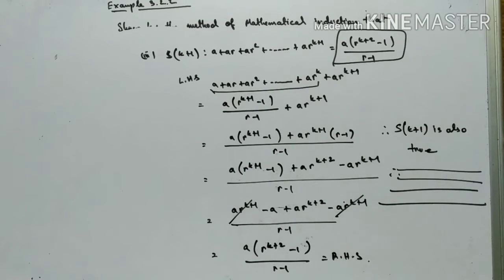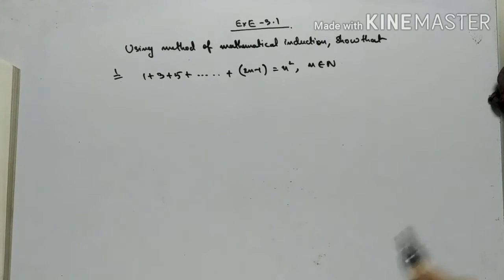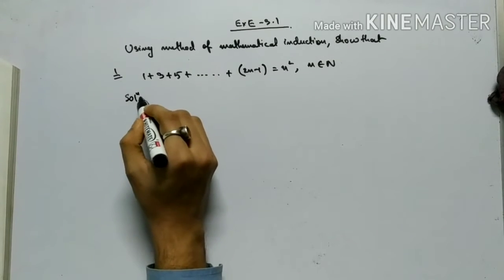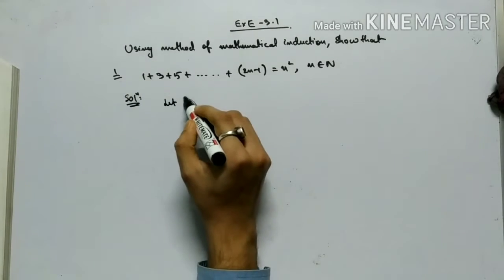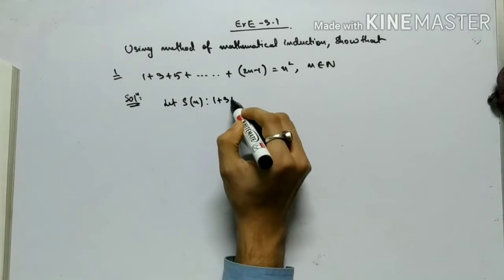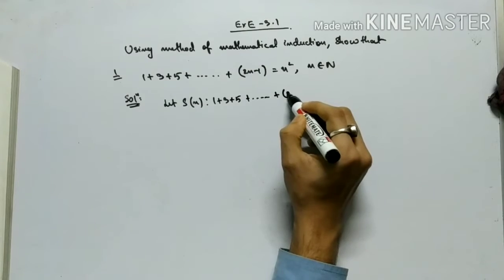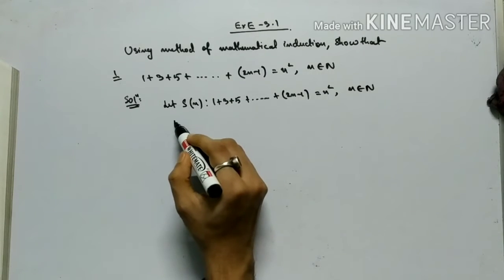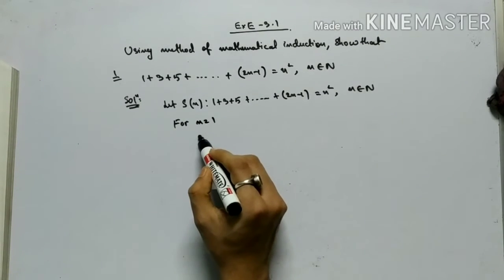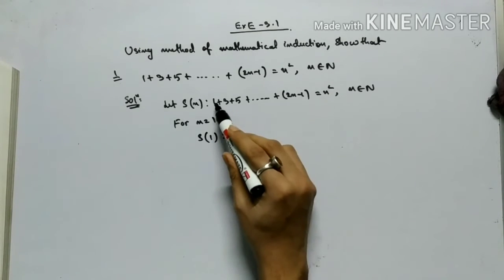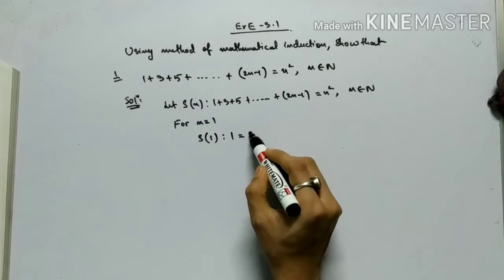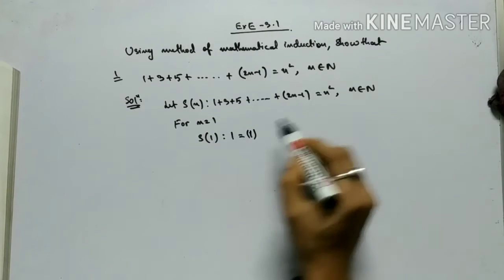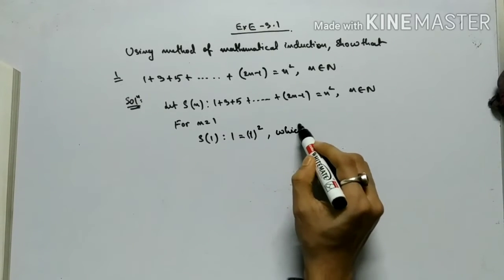Okay. Next I will go to example 3.2.5. So now in your solution, first of all I will take let Sn such that 1 plus 3 plus 5 plus dot dot dot plus 2n minus 1 is equal to n square, where n belongs to N. For n equals 1, I will get S1 such that the first term 1 is equal to 1 the whole square, and which is true.